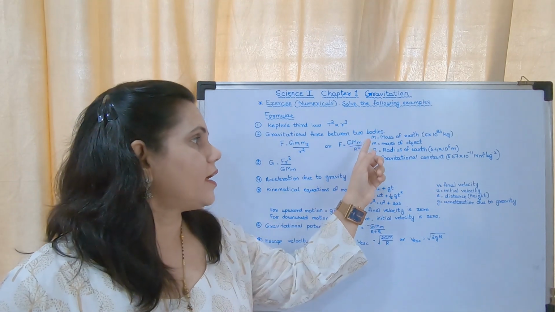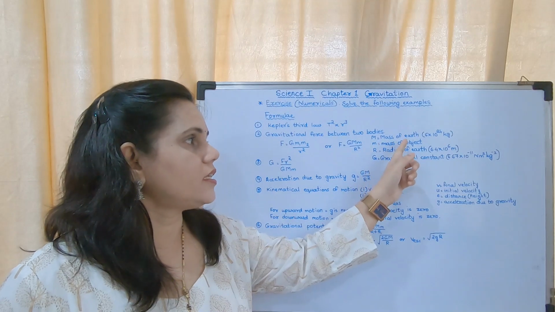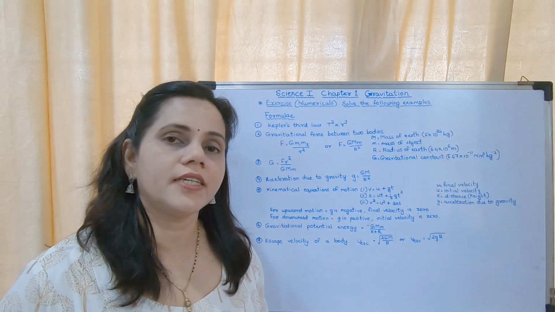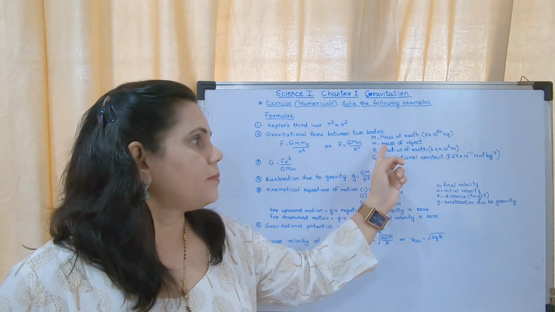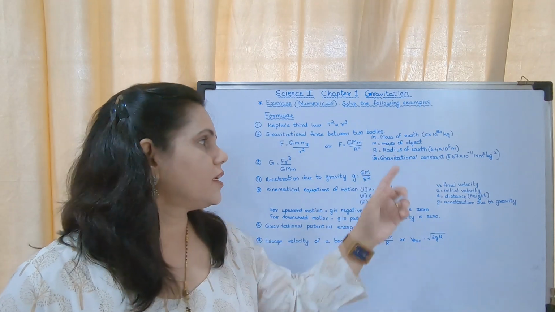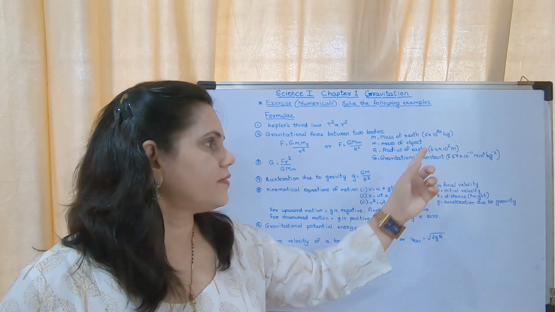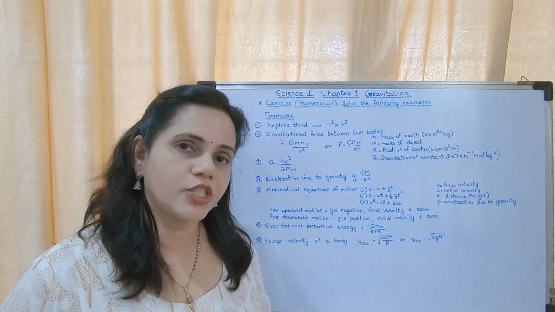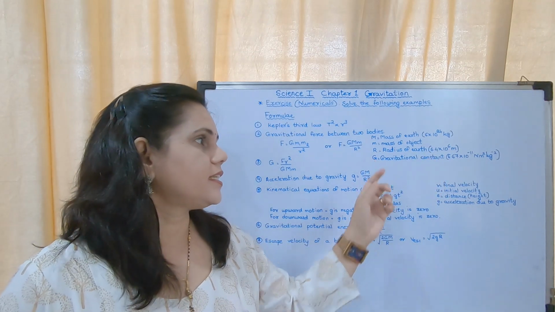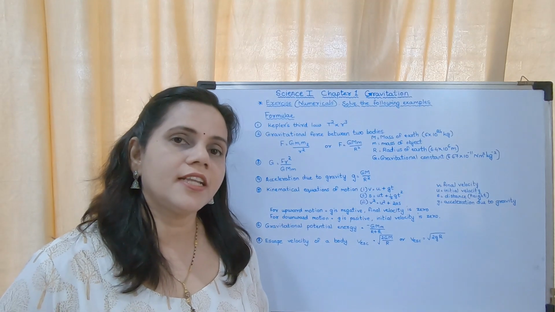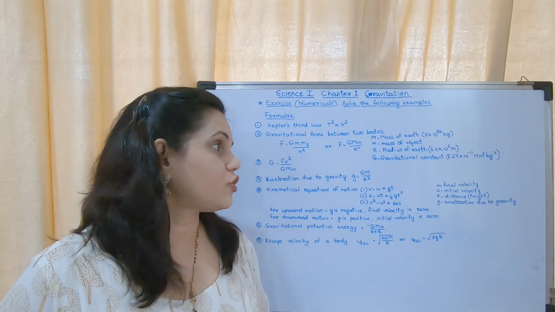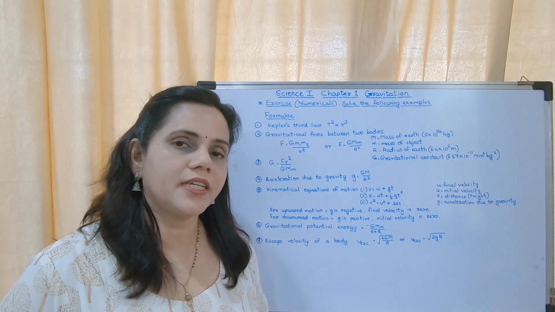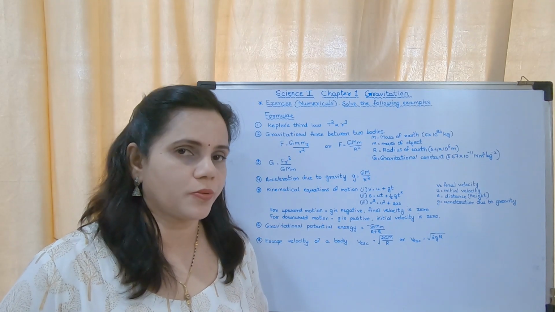Okay, and where M is the mass of the earth, what is the value of the mass of the earth? It is 6 into 10 raised to 24 kg. m is the mass of the object, R is the radius of the earth, which is 6.4 into 10 raised to 6 meters, and G is the gravitational constant, that is 6.67 into 10 raised to minus 11 Newton meter square kg raised to minus 2.